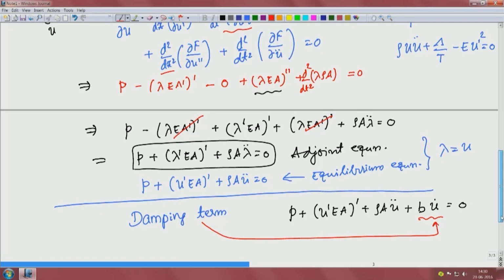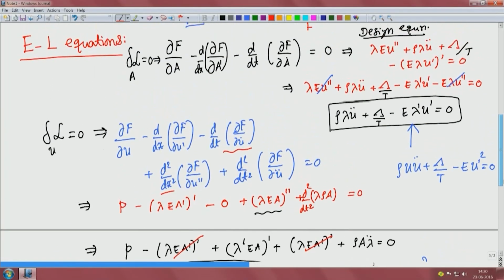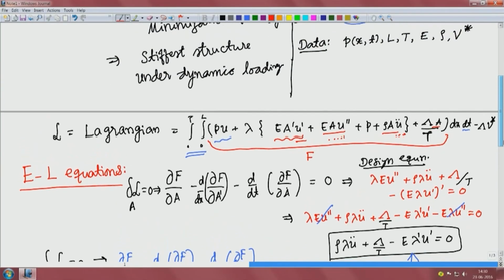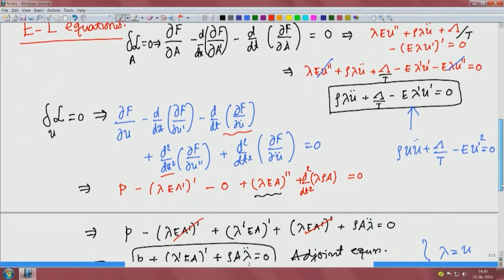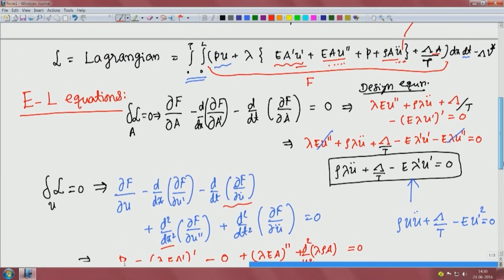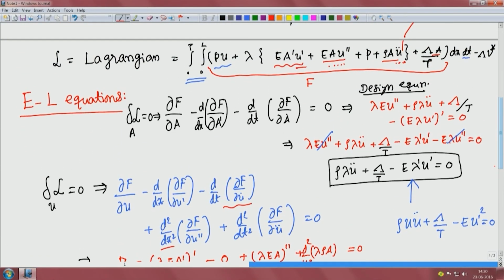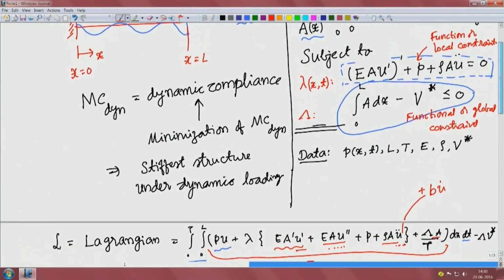If we do that, let us go back and see what happens. Okay. So, somewhere here let us add the damping term. So, that will be our B u dot. That means that in our integrand, this f has that. Okay. That means that in the governing equation itself we will add the damping term over there.